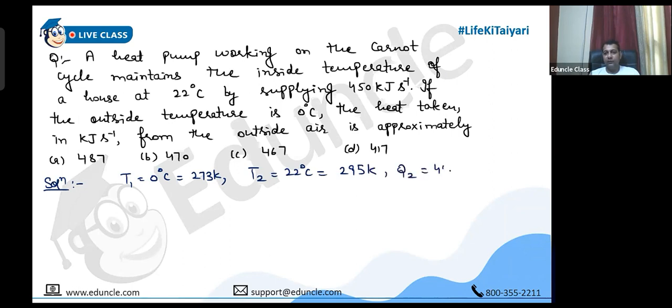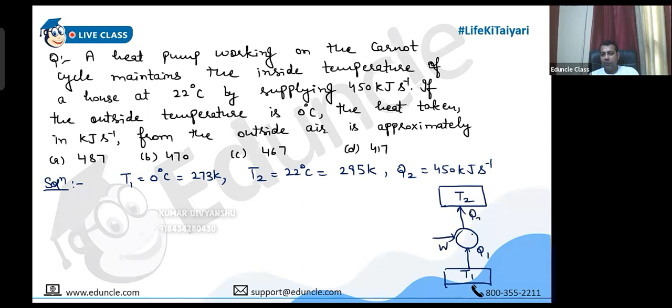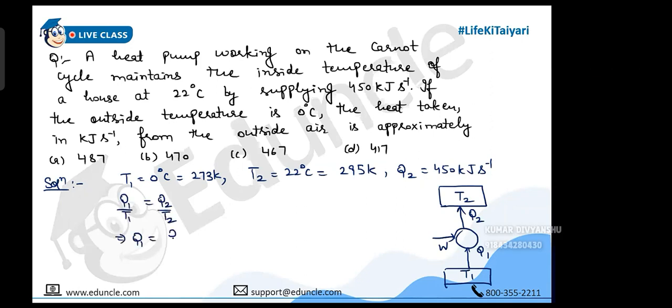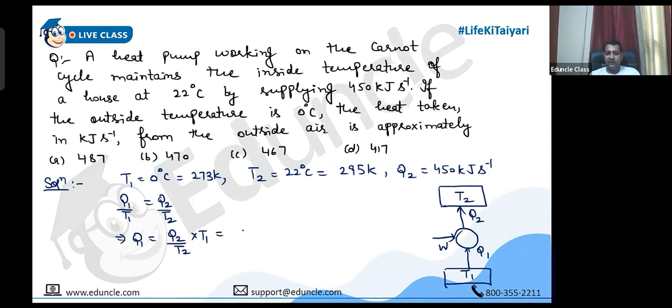And Q2 is 450. Actually, the diagram is like this. Room is at temperature T2. Outside air is at temperature T1. It is taking heat Q1 from the outside air and doing some work, and the sum total of them, Q2, is given to the inside of the house. But we know that Q1 by T1 is Q2 by T2. So Q1 will be Q2 by T2 into T1. So now substitute the values: 450 kilojoule per second, T2 is 295, T1 is 273. Obviously Q1 has to be less than Q2.